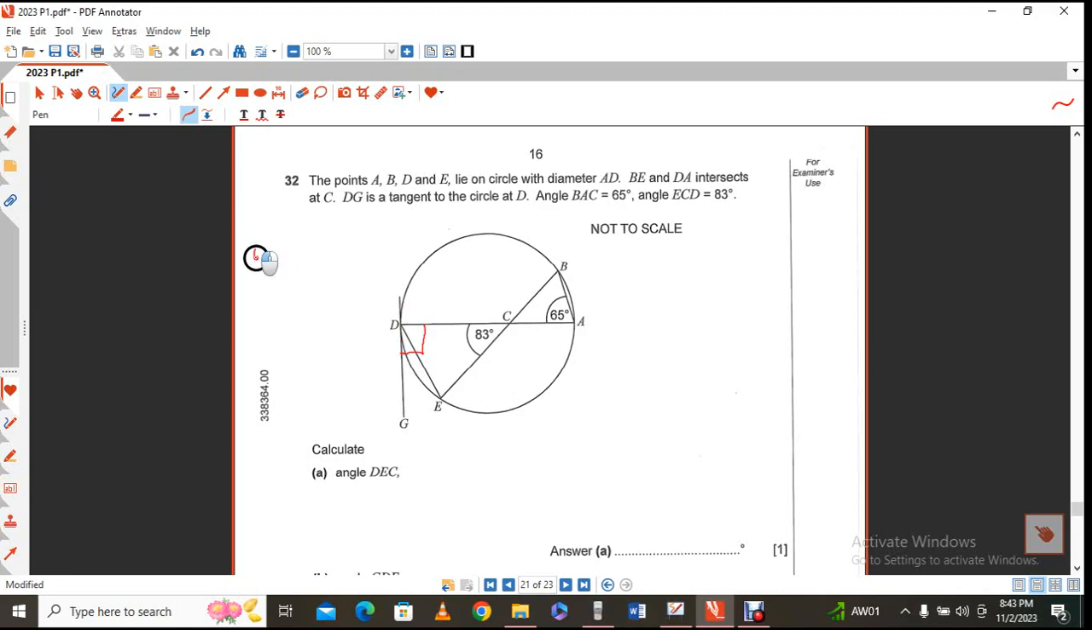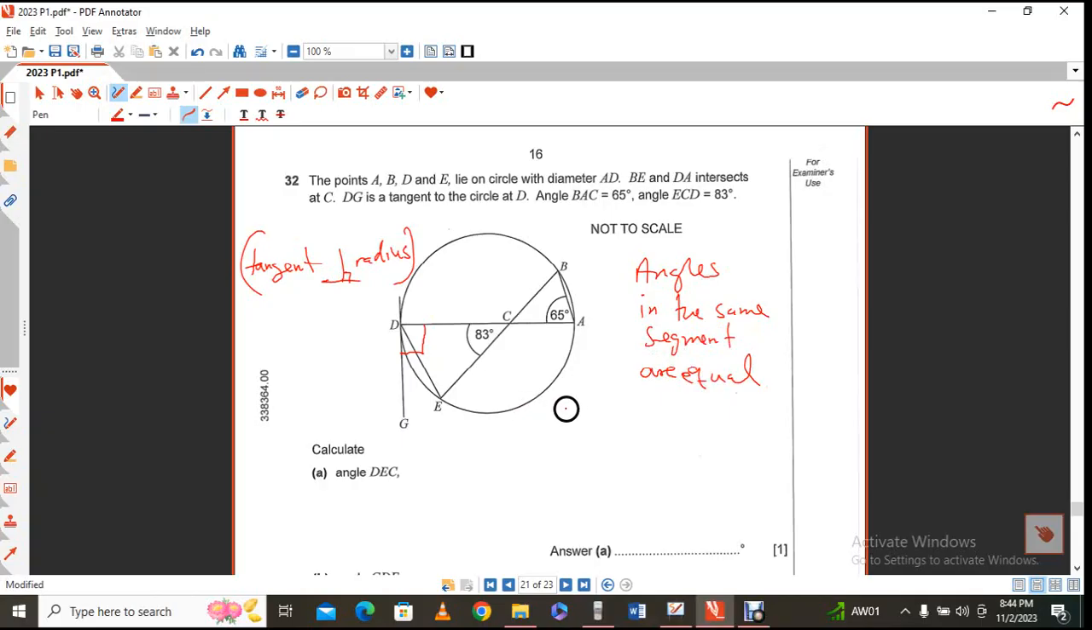So I'm just going to say here, tangent is perpendicular to radius. Okay, so that's what that means. Very important that I write that down. And let's see, what else do I know? Then obviously angles in the same segment are equal. So, angles in the same segment.